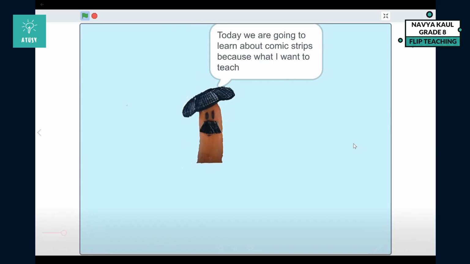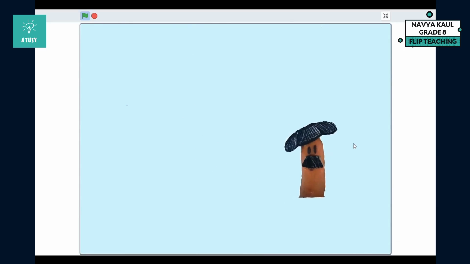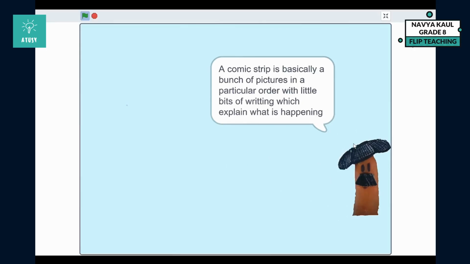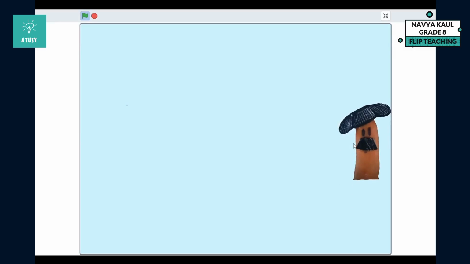Today we're going to learn about comic strips because it is what I want to teach. A comic strip is basically a bunch of pictures in a particular order with little bits of writing which explain what is happening. Let's begin.